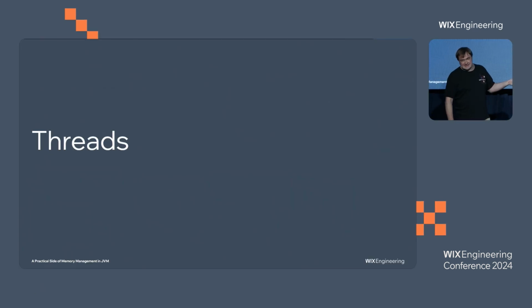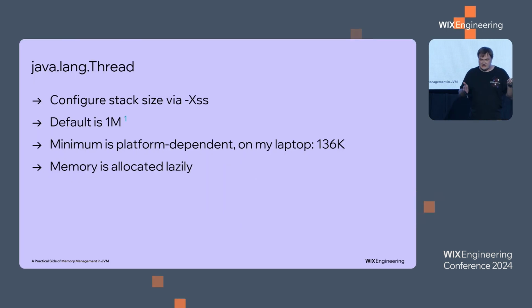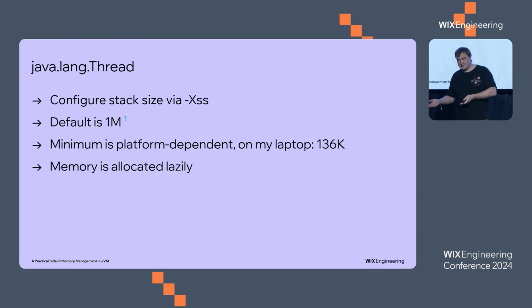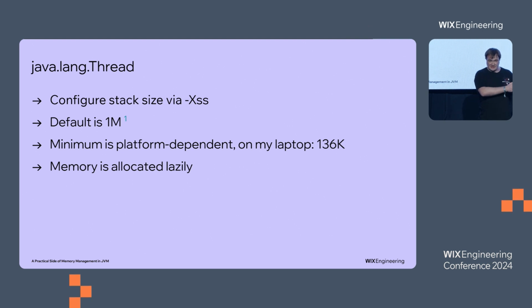Okay, the next part of JVM that uses memory is thread. In JVM, we can create threads. Each thread needs some memory for its stack. It's not only what is allocated for thread, but this is the biggest part.